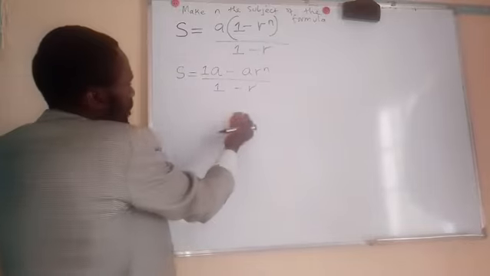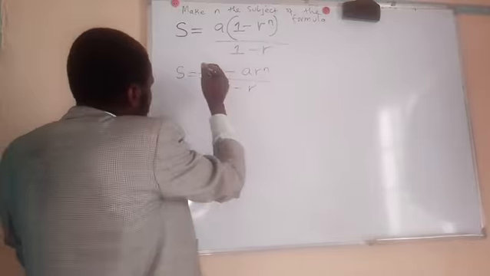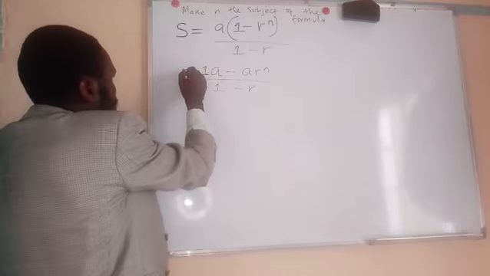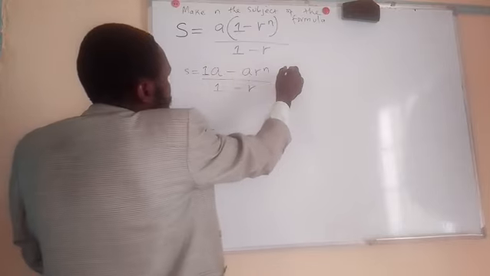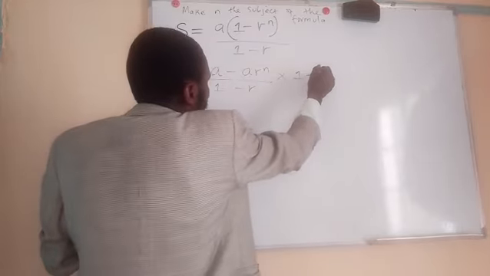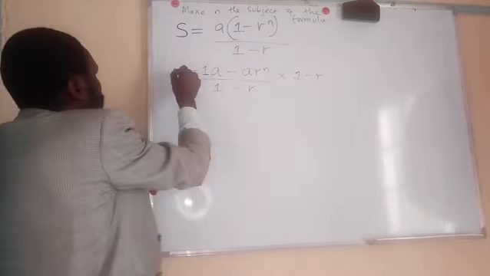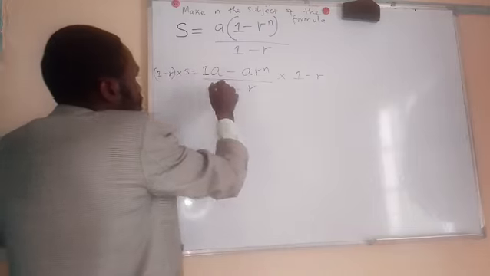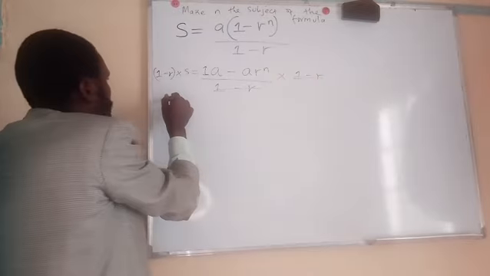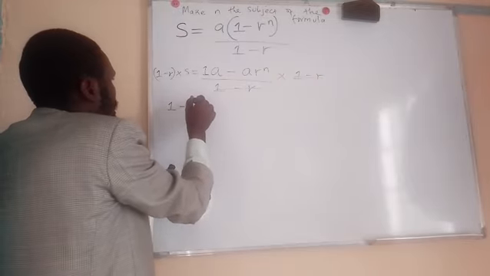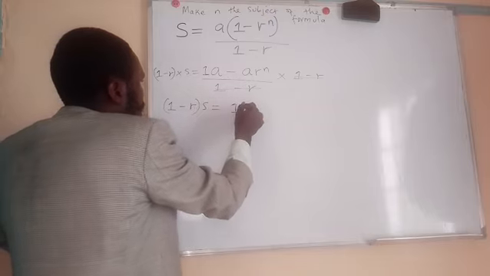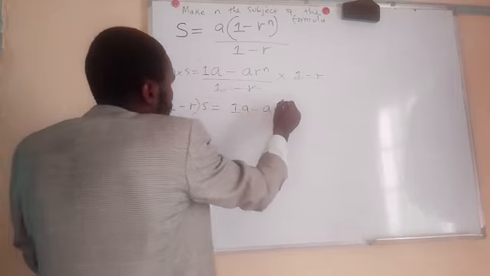What do we do next? We are going to actually remove this denominator. So, just a minute. So we have S is equal to, we shall say times 1 minus R, then we multiply all this by 1 minus R. So this and this will disappear. So we'll be left with 1 less R, and we are multiplying this by S, and this must give us 1A minus AR raised to N.